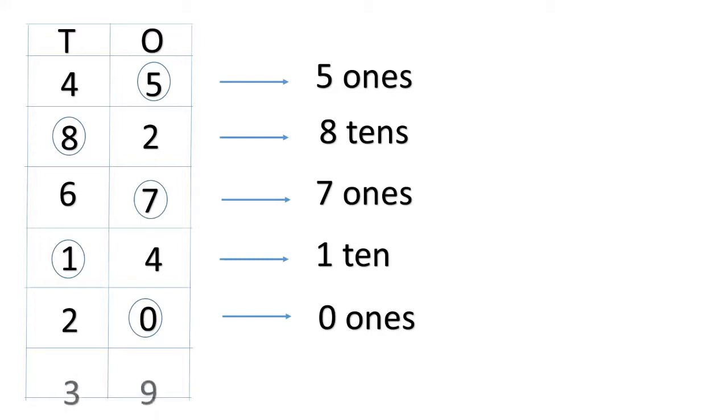We'll go to the last number. Read the number, children. It is 39. Yes, you're correct. So I've circled number 9. 9 is in ones place. How do we write it? Yes, it is 9 ones. Very good. You understood, no, children?